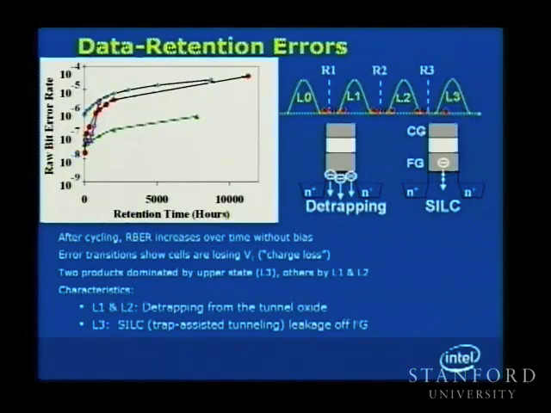Similarly on data retention, this is after 10,000 cycles, just measuring the raw bit error rate that occurs. You have a time-zero effect and then basically an increase as a function of time. This is under an accelerated test. And basically what you have is various detrapping effects, either just intrinsic detrapping of charge that was trapped in the oxide, or you can have hopping effects and what's called SILC, or stress-induced leakage currents, of charge moving off of the floating gate.